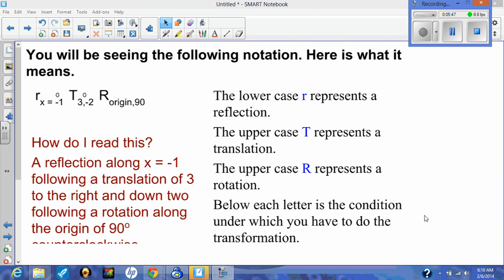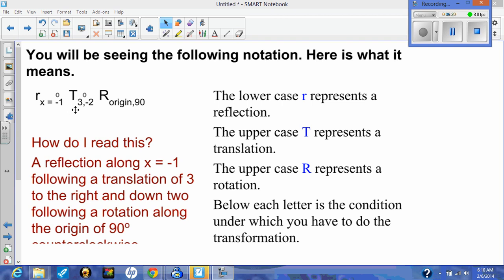So a good way to identify which one it is, look at the condition. Below each letter, there's a condition under which you have to do the transformation. So with a lowercase r, as we see over here, it says x equals -1. The uppercase R says origin 90. Okay, so looking at the conditions, this is obviously a reflection across the x equals -1 line. And this is also obviously a rotation around the origin 90 degrees.